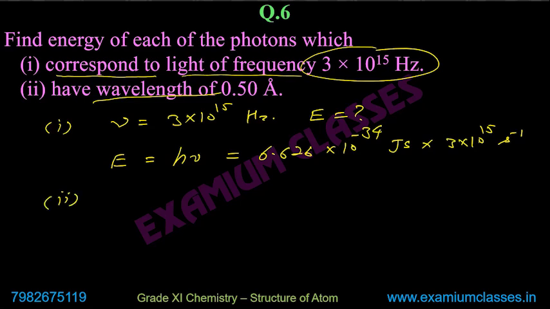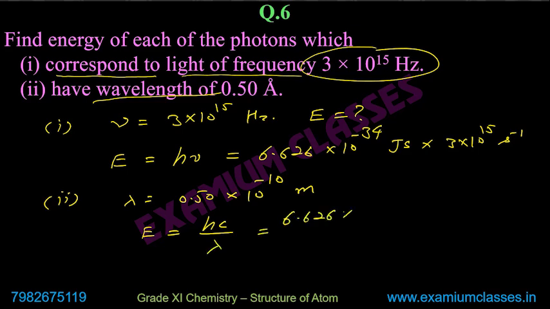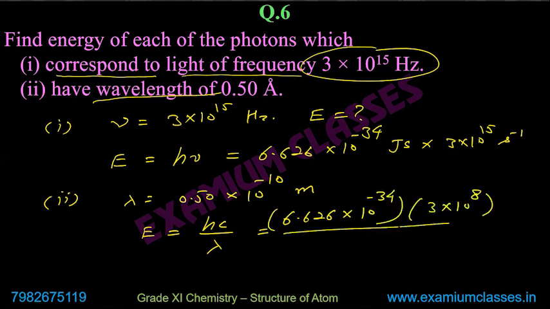The second one, wavelength is given, 0.50 into 10 to the power minus 10 meters. It is in angstrom, I converted it to meters. And then energy is hc by lambda. Substitute the values: 6.626 into 10 to the power minus 34 multiplied by 3 into 10 to the power 8, divided by 0.50 into 10 to the power minus 10. You will get energy in joules.